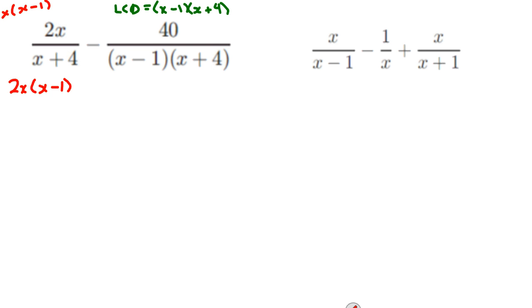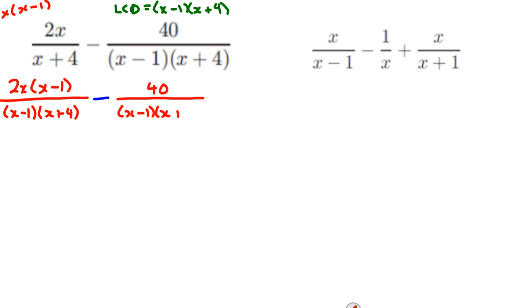And so, just one sec. 2x, x minus 1, all over the lowest common denominator, x minus 1, x plus 4. You might just want to write kind of narrowly here because it's quite long, minus, minus in blue, so it's pretty clear what it is. And then the second fraction is already over the lowest common denominator, so no need to change anything in that. It's already over x minus 1, x plus 4.